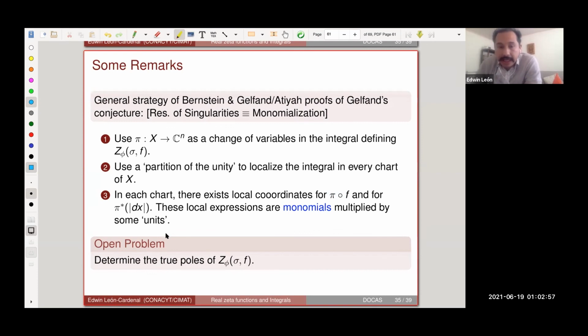But the big problem here is to determine the true poles, because any of these strategies gives just a list of candidate poles. Okay, and the challenge is to determine the true poles of this local zeta function. These are related with so many things, with monodromy zeta functions, with the monodromy conjectures, and other things that I'm not going to discuss here because I just want to concentrate on the properties of the local zeta functions.